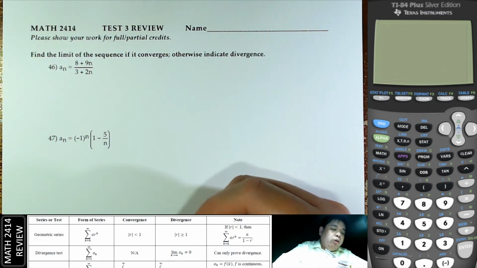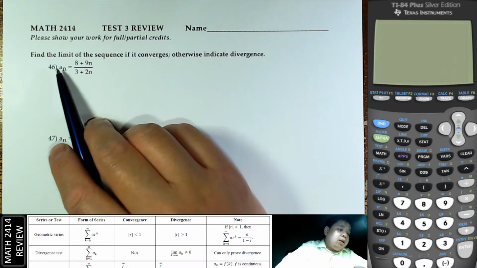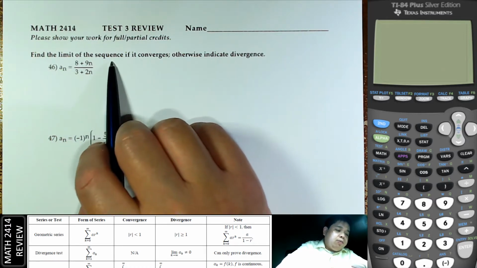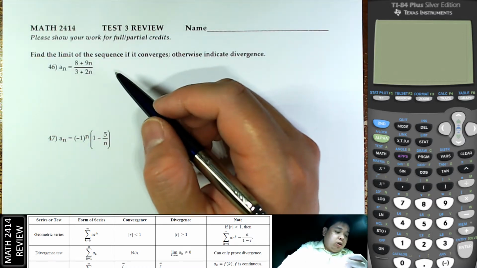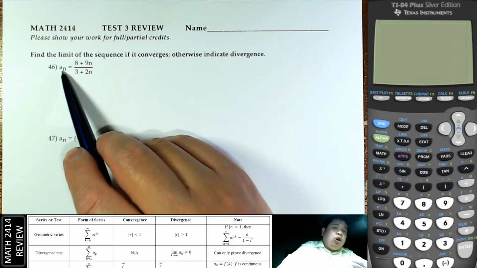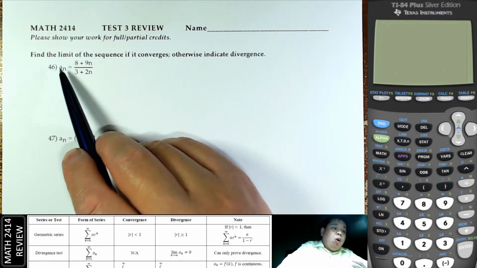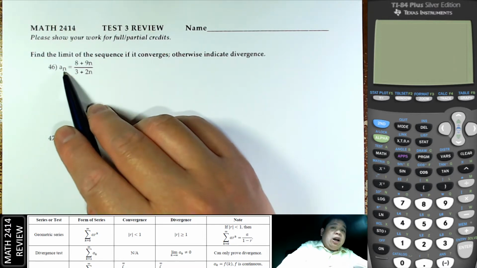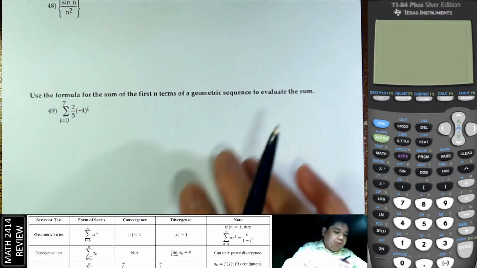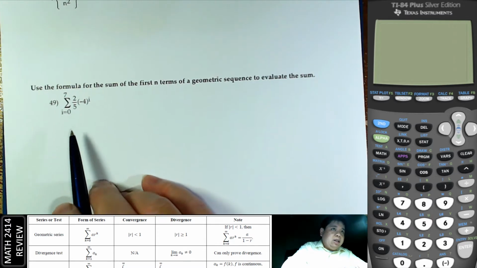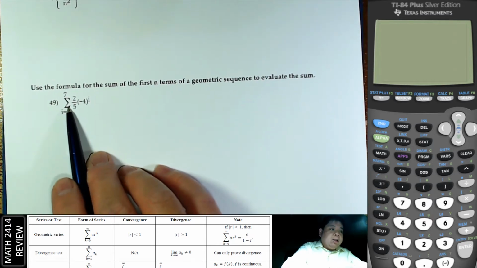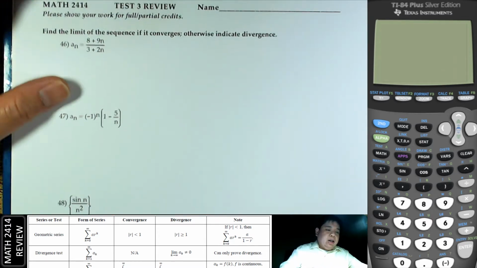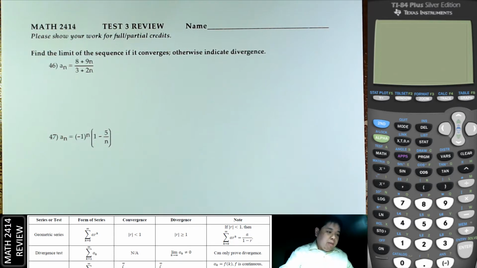We continue reviewing calculus 2. Find the limit of the sequence. A sequence is a function where the variable, in this case we call the index, are natural numbers, as opposed to a series, which is the sum of the sequence. So a sequence is just individual terms.